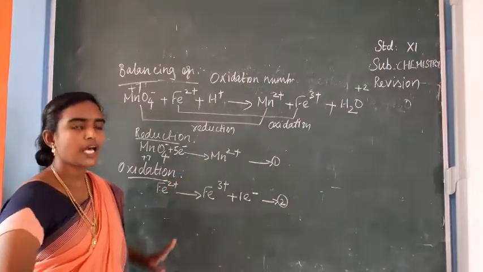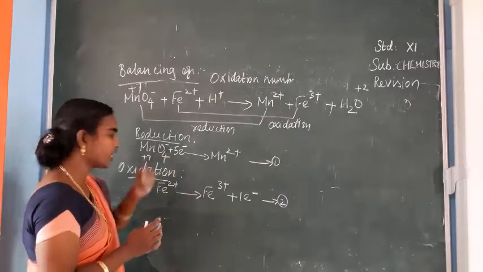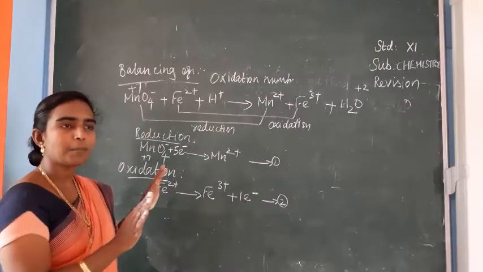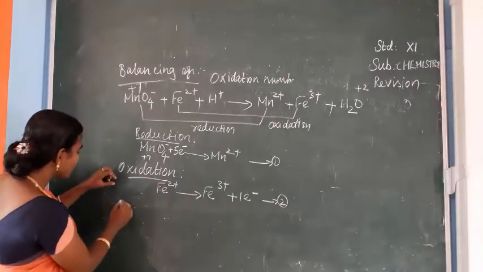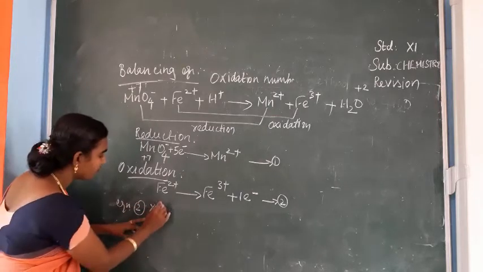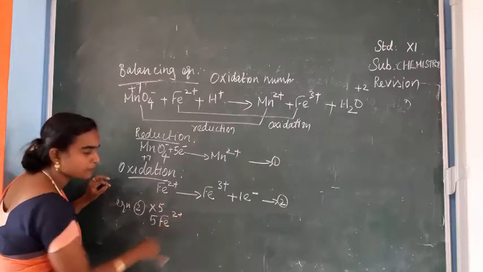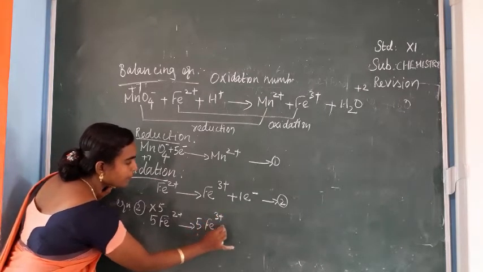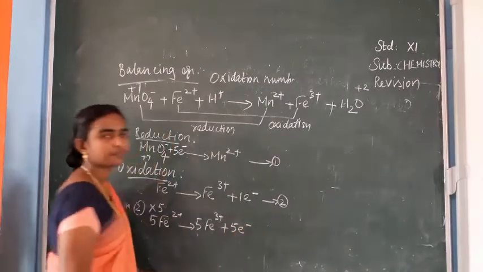So next, we have to balance the number of electrons to be equal in both equations. So here 5 electrons are there, here only 1 electron. What can we do to equalize the number of electrons? So equation 2 should be multiplied by 5. So we can write like this: 5 Fe2 plus gives 5 Fe3 plus, how many electrons? 5 electrons. Is it clear?